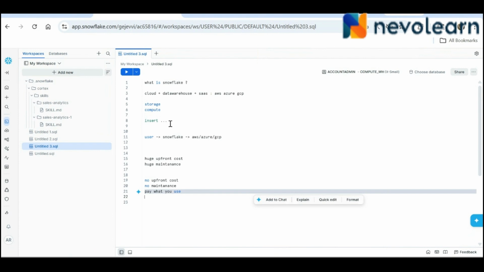What does it mean? That means whenever we use any storage, for example, let's say I have used 1 TB of storage, I will be paying for only 1 TB. If I have used 10 GB of storage, I will be paying only for 10 GB. I don't need to pay more. Whatever I used, I will be paying for it. So that's how it works.